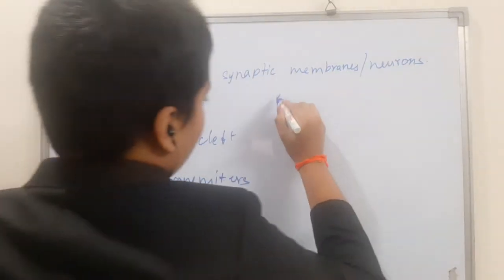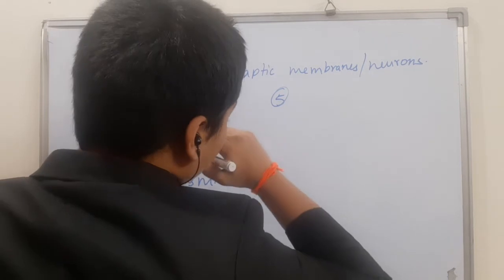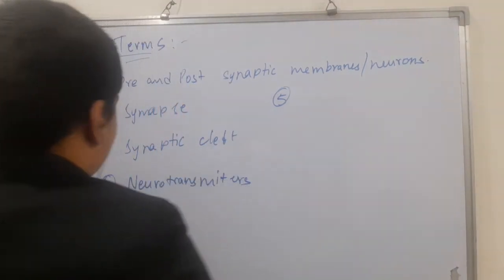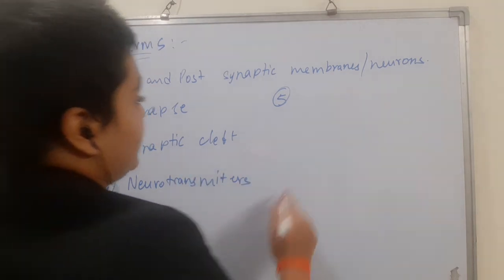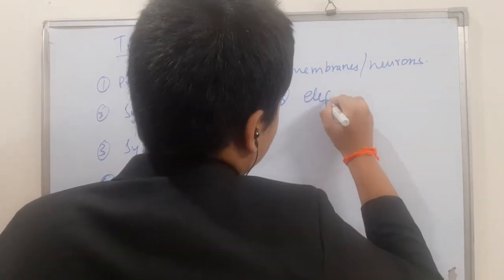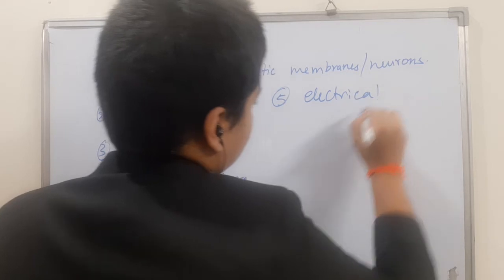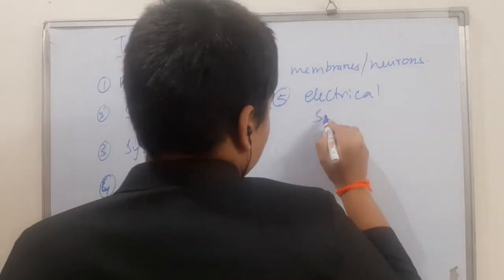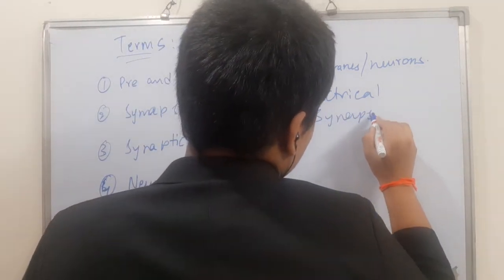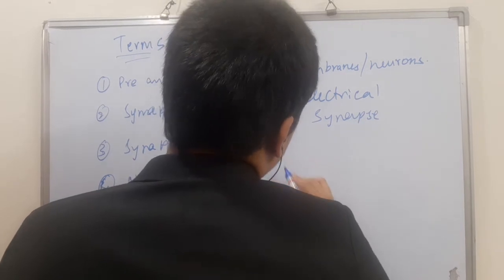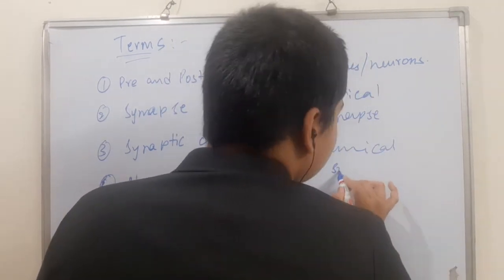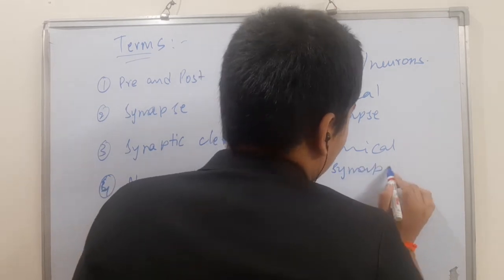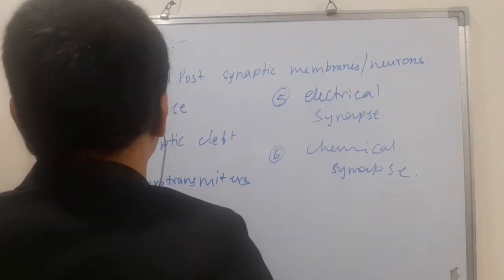And the fifth one we have to remember about the types of neurons based on the presence of synaptic cleft: the variety of synapses, electrical synapses and chemical synapses. These are the 6 terms which we have to remember for tomorrow.